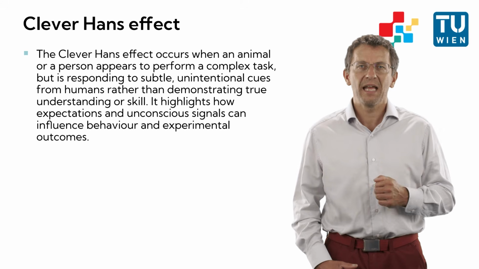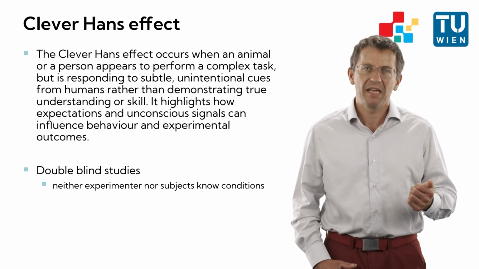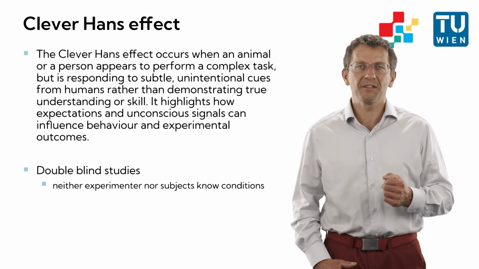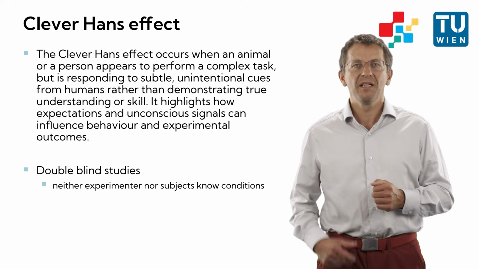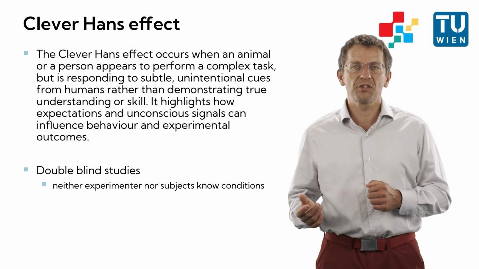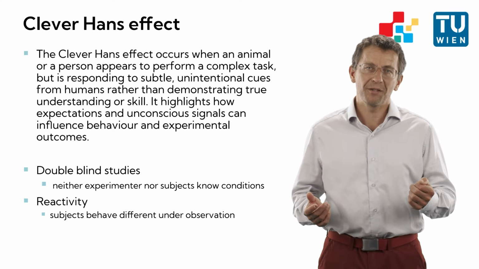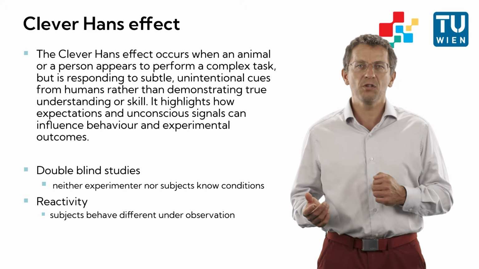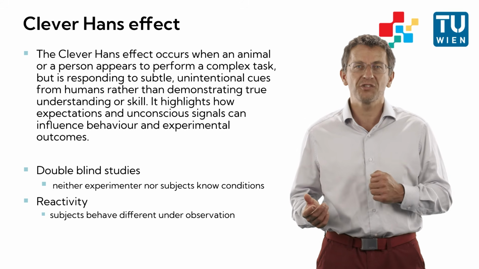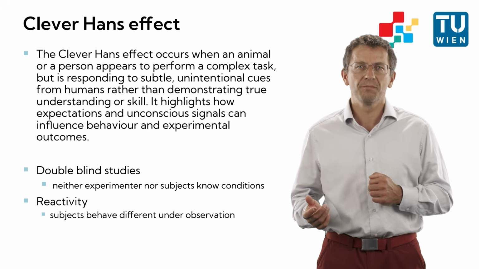The Clever Hans effect has important implications across research and AI. Double-blind studies: it highlights the need to prevent experimenter bias. If researchers unconsciously signal desired outcomes, participants or even animals may respond accordingly. Double-blind designs, where neither the experimenter nor the subject knows the key conditions, help eliminate the influence. Reactivity: the effect demonstrates how subjects' behavior can change simply because they're being observed or because the observer's expectations are subtly conveyed. This can distort experimental results if not carefully controlled.